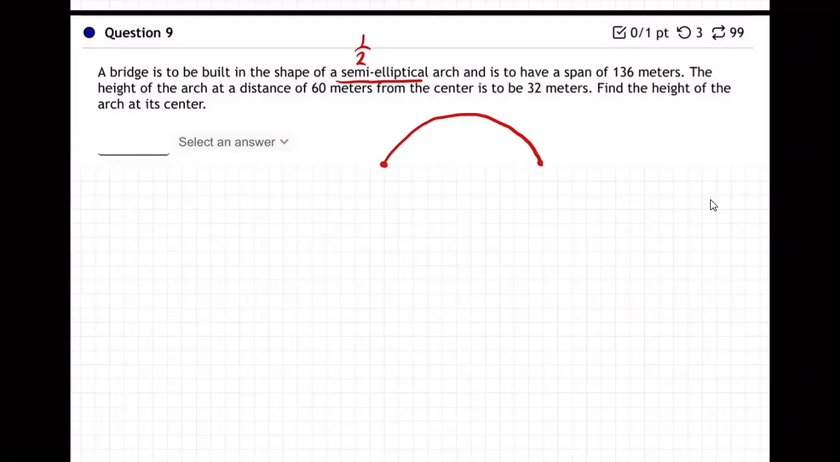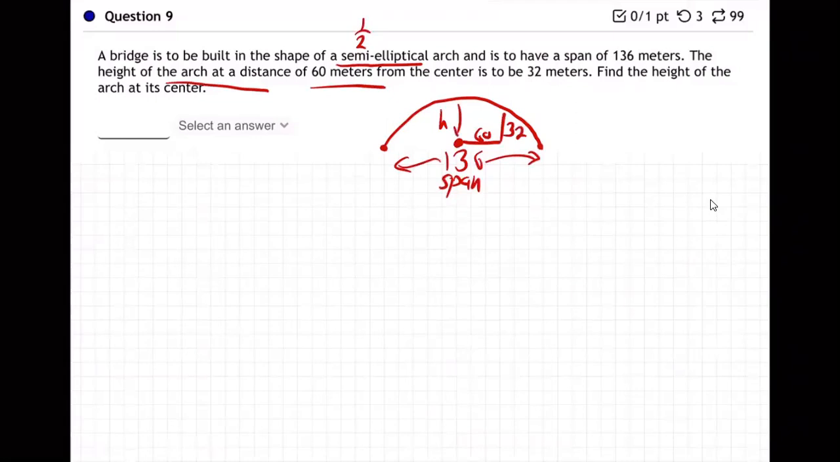It's an arch. And it has a span of 136 meters. So 136 meters is how wide it is. That's its span. The height of the arch at a distance 60 meters from the center. That's weird. So if here's the center, you go 60 meters this way, and the height of the arch there is 32 meters. Find the height of the arch at its center. So find H right there.